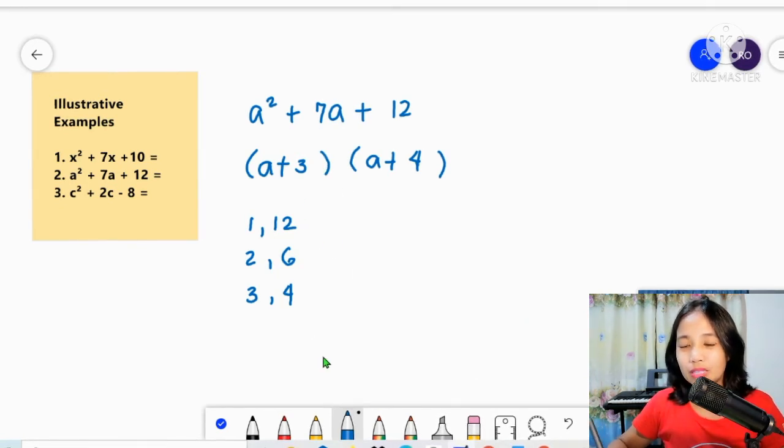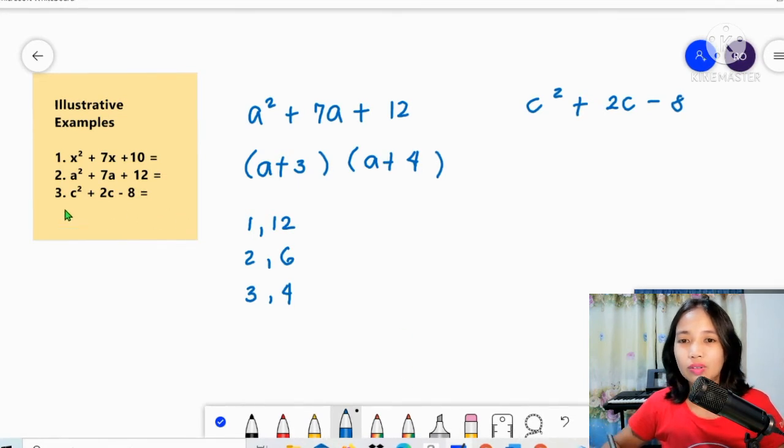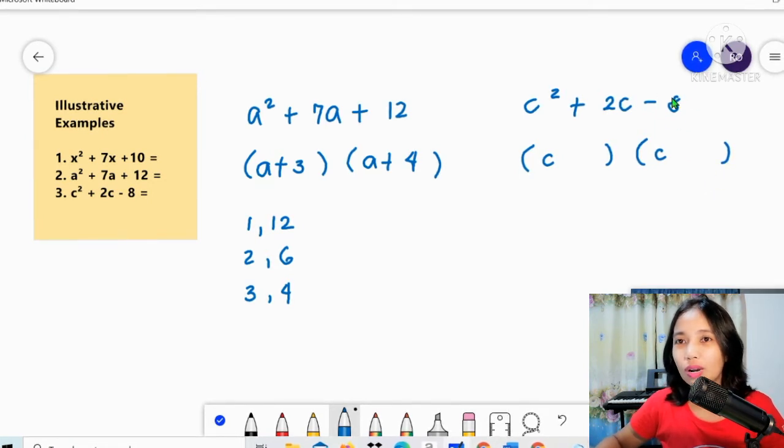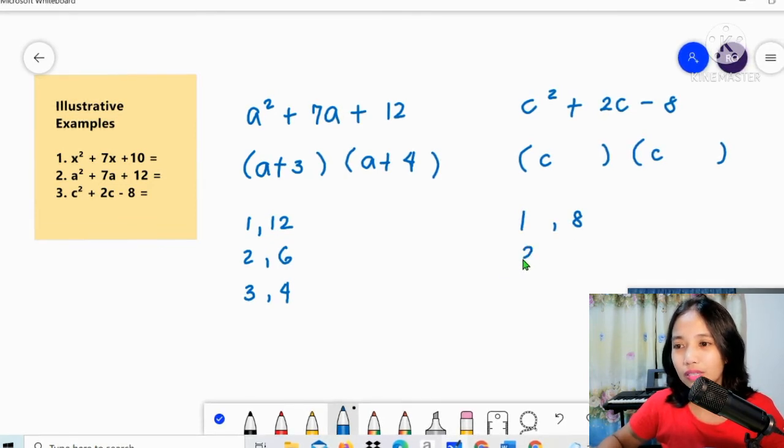Okay? So, next is c squared plus 2c minus 8. Okay? So, we factor out first the first term, which is c squared. Paghiwalayin lang natin yung c. Okay, and let's find all the factors of negative 8. Okay, so the factors of, or 8 muna. Okay, so the factors of 8 is 1 and 8. The other one is 2 and 4.